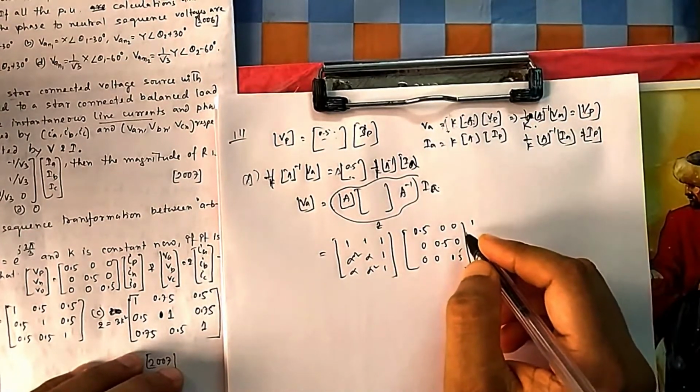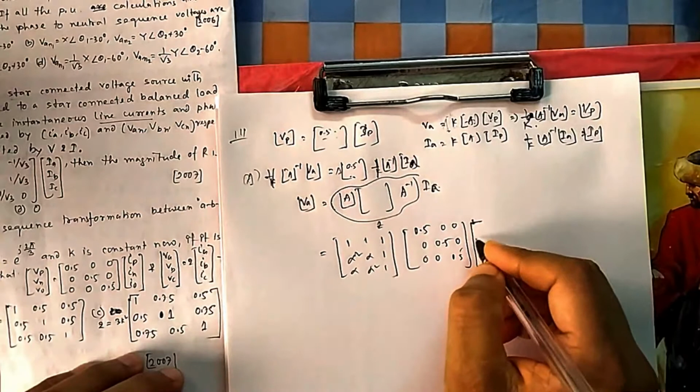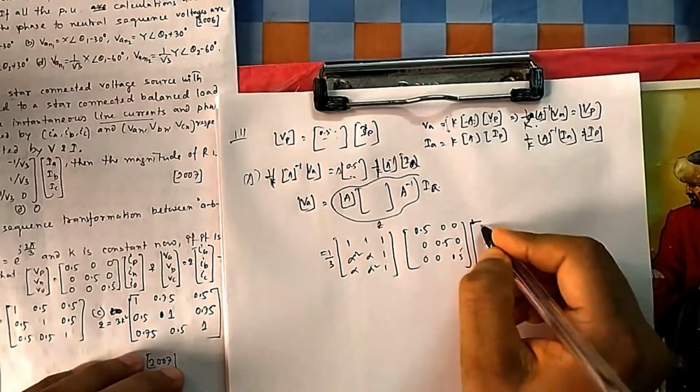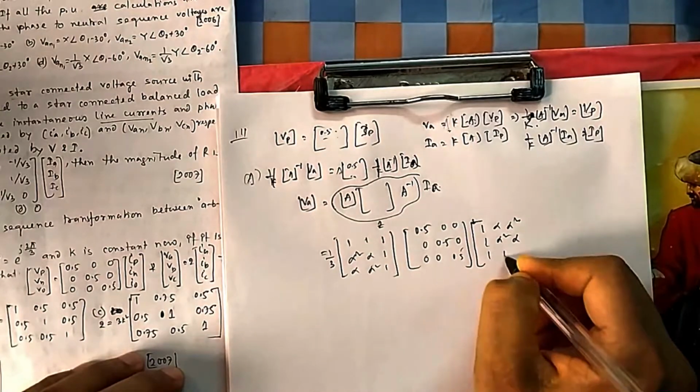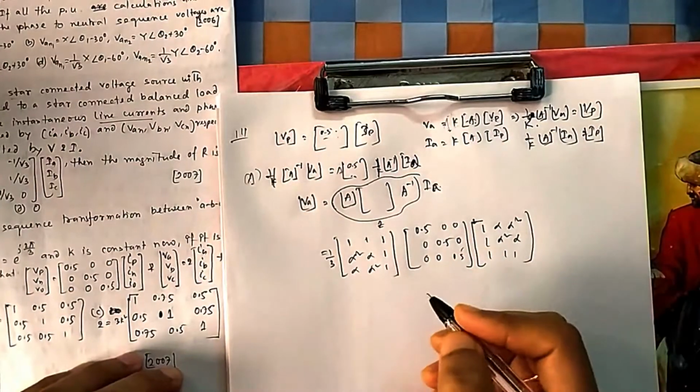Now you know what is the inverse of this one? 1 by 3, so 1 by 3 I am putting there. So it is 1, α², 1, α², α, 1, 1. You know the inverse of this one, that is from the sequence network.